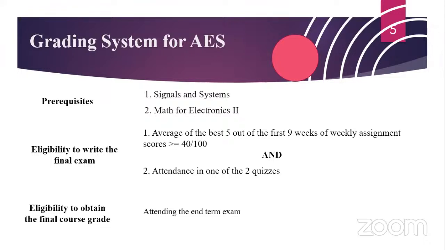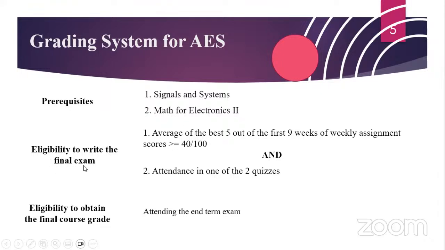Now, if we are talking about the grading system, the prerequisite courses for this analog system are signals and systems and math for electronics. You are all aware that prerequisites are compulsory courses that you have to complete, and you must have passed them for registration in analog electronic systems.